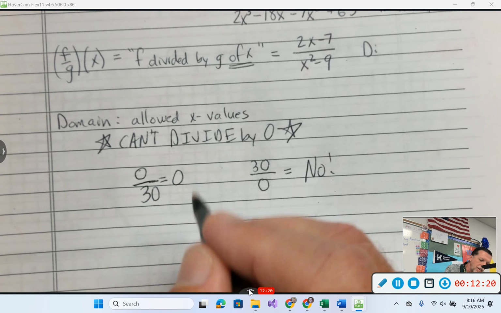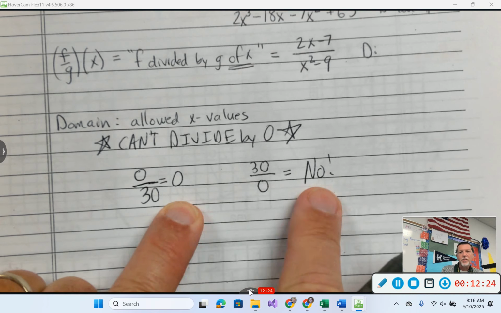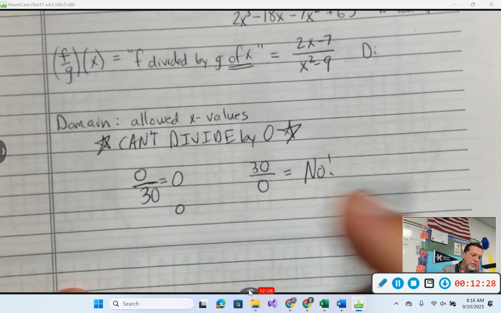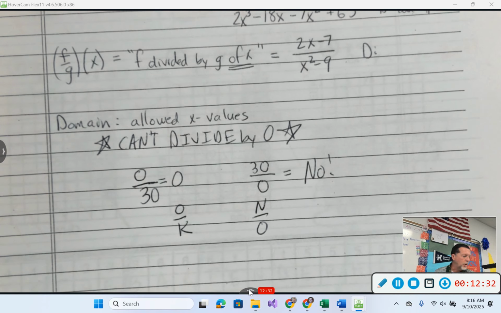In fact, the shortcut way to remember this, I hope you understand the principle of what's going on here, so that you know 0's in the top is okay, 0's in the bottom is no. But here's the way that some students remember that, okay and no. 0 in the top, we're good, that's okay. 0 in the bottom, that's a no. So okay and no.